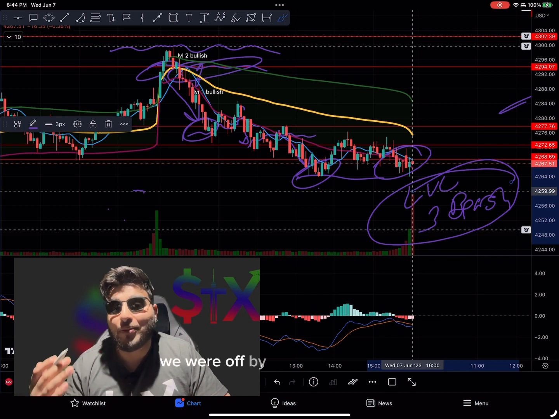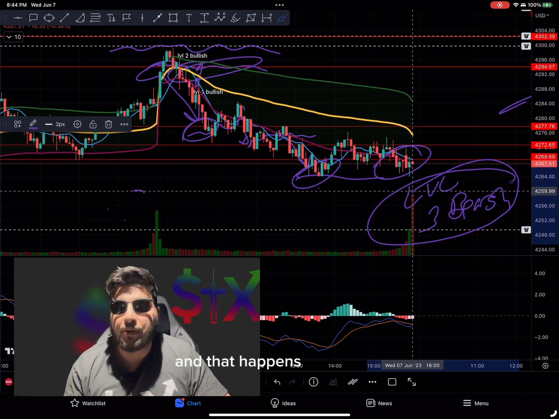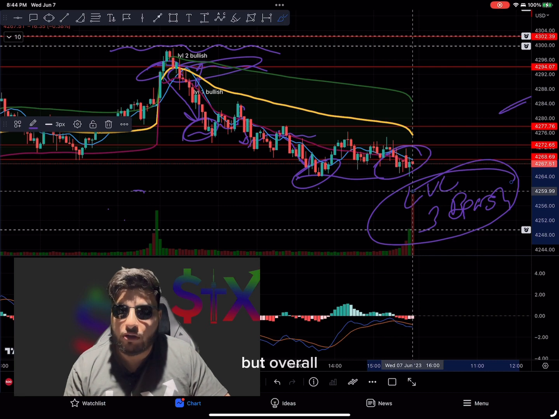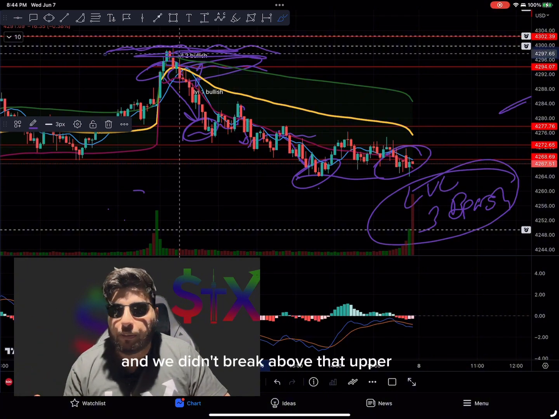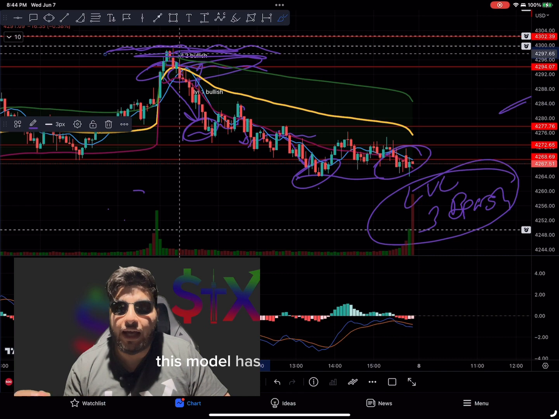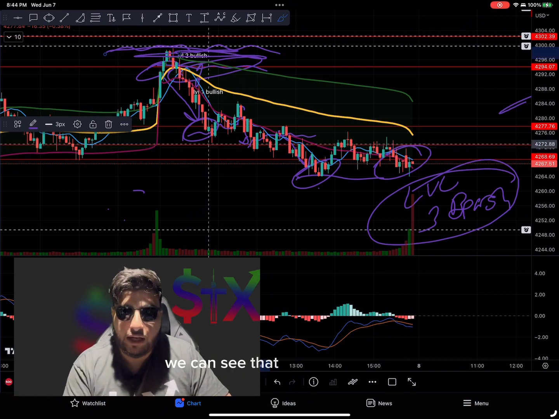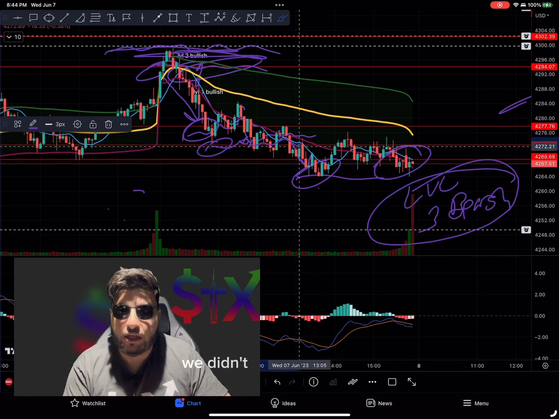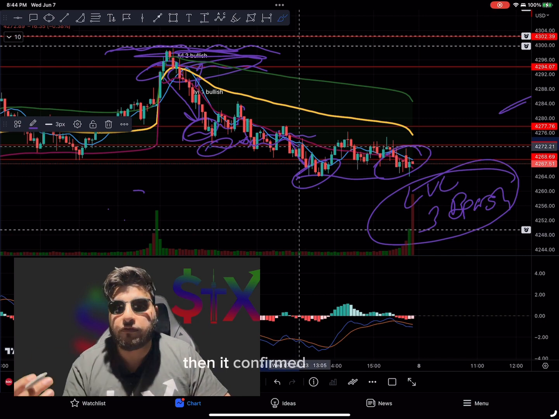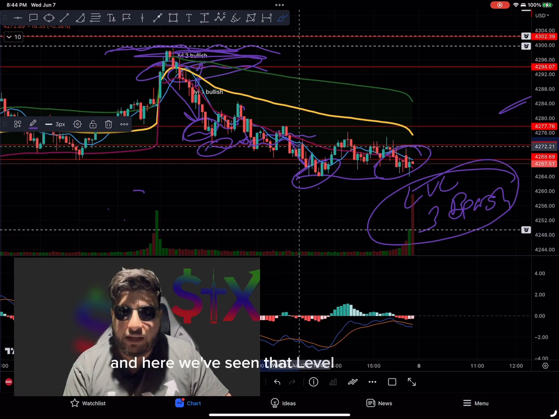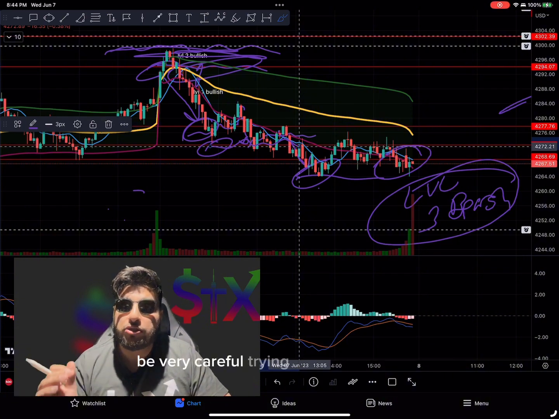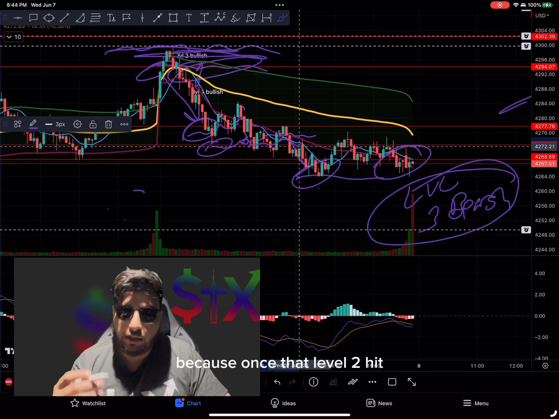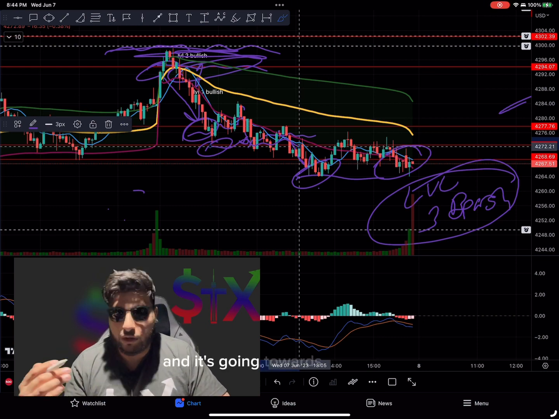We were off by a couple of points, and that happens sometimes. But overall, we closed exactly at our lowest range, and we didn't break above that upper range, right? So this model has been very accurate. We didn't touch that level 2, because if we did, then it confirmed the trend. And here we've seen that level 2 touched here. So I told my team as well, be very careful trying to play the upside, because once that level 2 hit, the trend was there and it's going towards the downside.